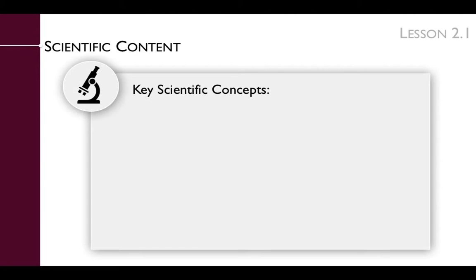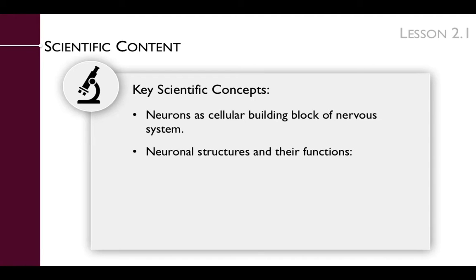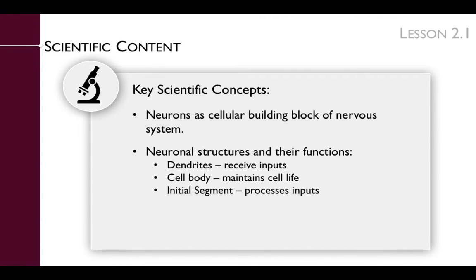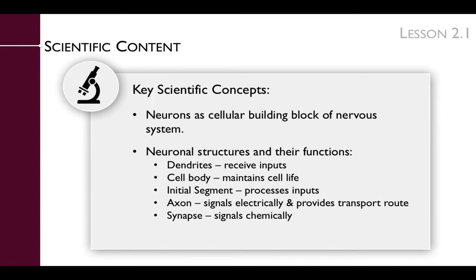To prepare for this lesson, you'll need to review the key scientific concepts that will be presented in it. They include neurons as the cellular building blocks of our nervous system, and neuronal structures and their functions, including the dendrites receive inputs, the cell body maintains cell life, the initial segment processes inputs, the axon signals electrically and provides a transport route, and the synapse signals chemically. And finally, that neuronal structures are specialized for function.